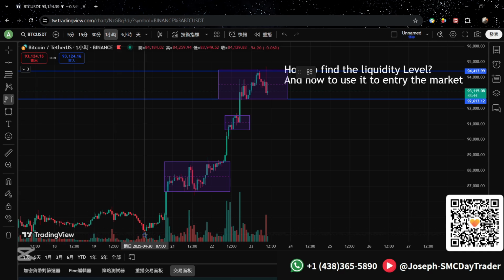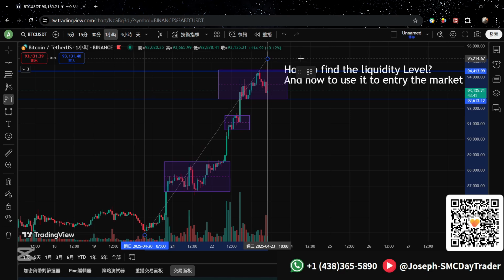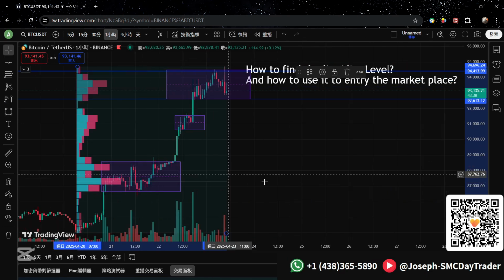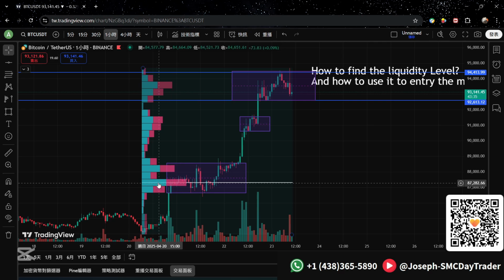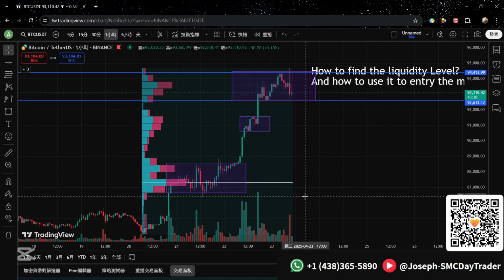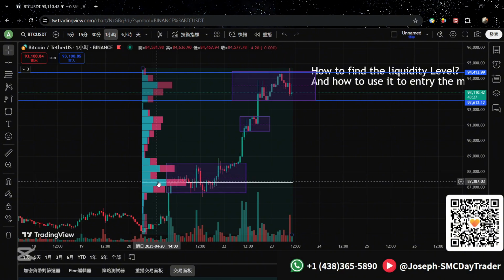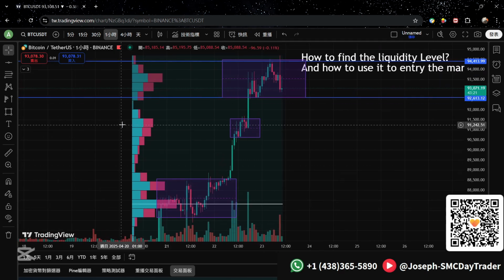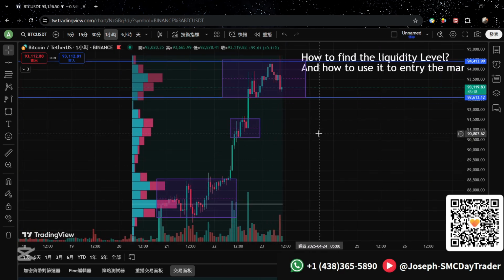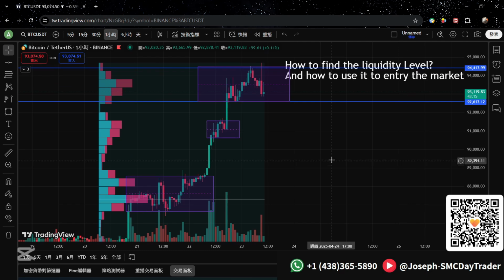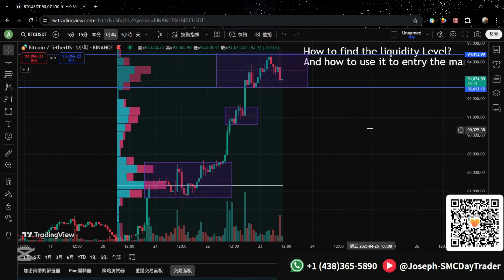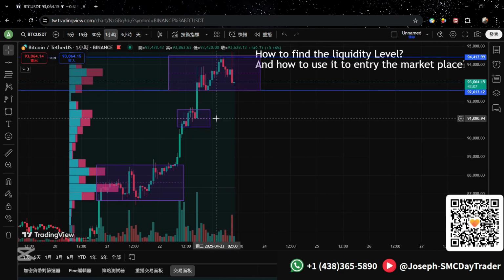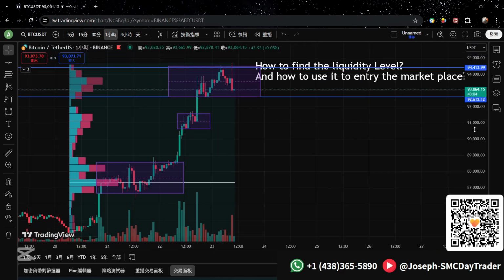We choose this point, from the swing low to the swing high, and we can see these bars. If it's a green bar, that shows buying. If it's a red bar, that shows selling. And the larger the bar, the more orders placed. We can see that between these three areas we have the most orders, whether selling or buying. So now we can identify these three levels as liquidity levels.